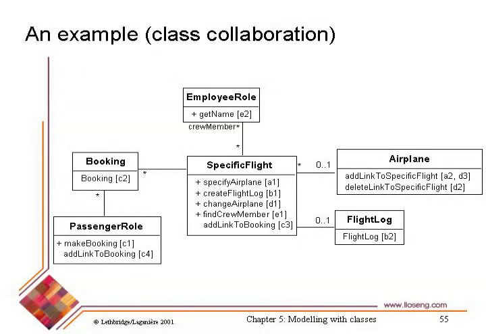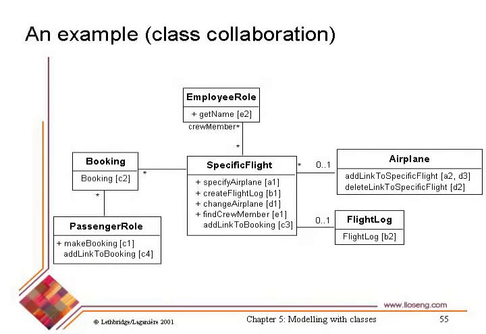So for example, we should see A1, specify airplane, is going to involve add link to specific flight in airplane, and I guess that's the only A there. So it's going to call this one. So add link to specific flight is a collaborating method. It's not public. It's going to be used by the public specify airplane method. And B1, create flight log. That's public. That is going to make use of the FlightLog constructor. I'm using FlightLog in capital letters indicating it's a constructor.